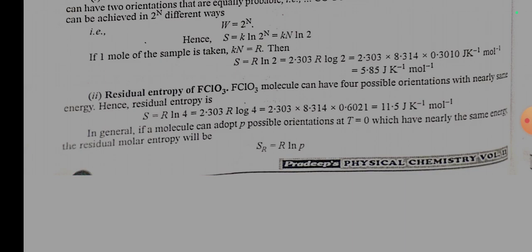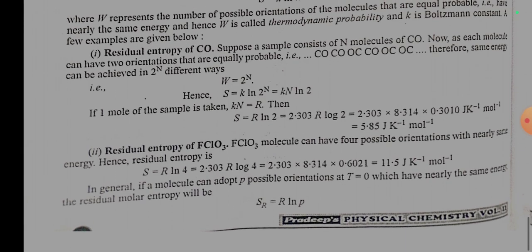Number 2, residual entropy of FClO3. The FClO3 molecule can have 4 possible orientations with nearly the same energy. Hence residual entropy is S equals R ln 4, that is equal to 11.5 joule per Kelvin per mole. In general, if a molecule can adopt P possible orientations at T equal to 0, which have nearly the same energy, the residual molar entropy will be S equals R ln P.